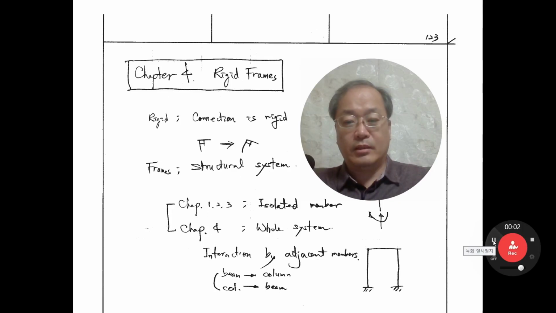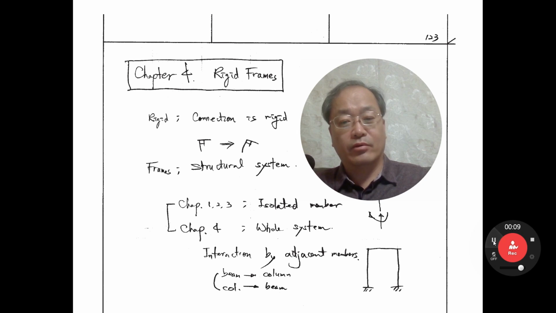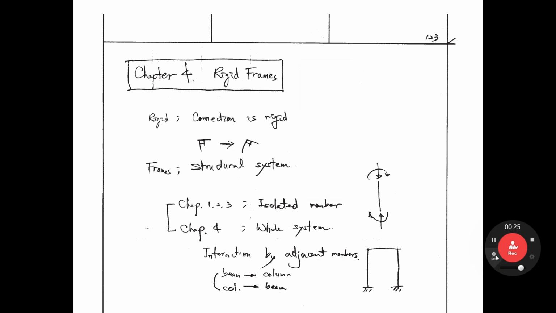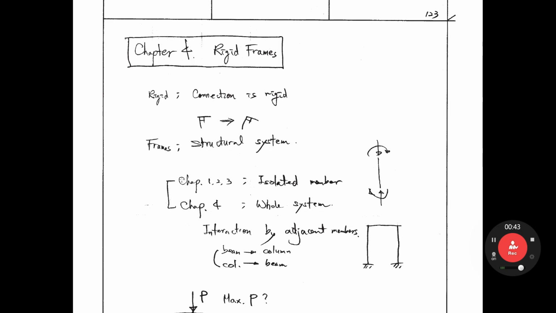Hello everyone. From today, I'll cover chapter 4, rigid frame. Rigid frame means the connection is rigid. Rigid frame does not mean the member is rigid. In chapters 1, 2, and 3, we covered isolated members, but chapter 4 covers the whole system, rigid members.